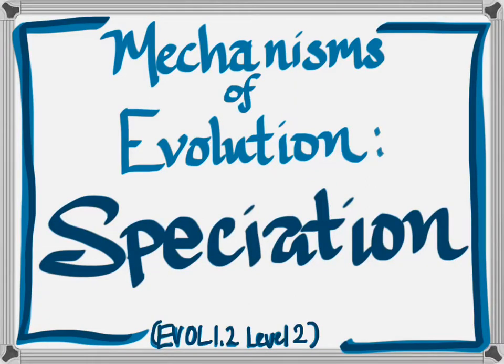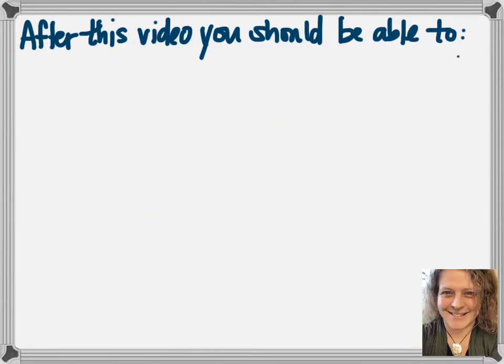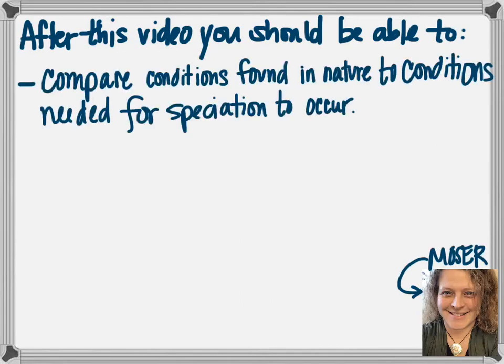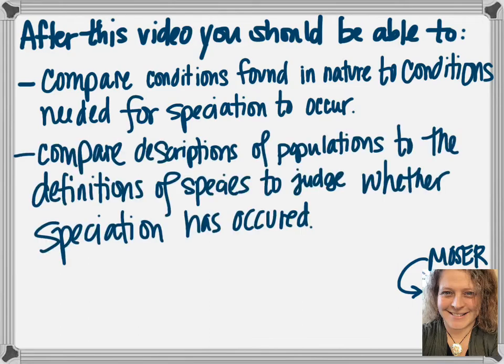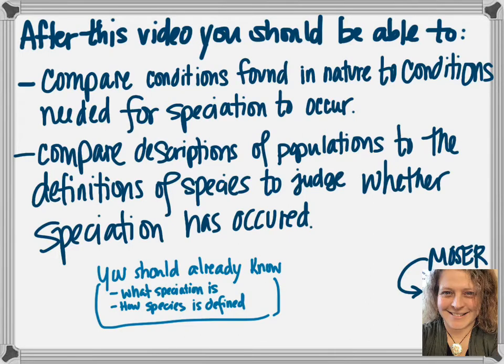Hey, let's talk about speciation. It's me, Moser. And after this video, you should be able to compare conditions that are found in nature to the conditions that are needed for speciation to occur. You should also be able to compare descriptions of populations to the definitions of species to judge whether speciation has occurred. It'd be great if you already knew what speciation was and how we define species.